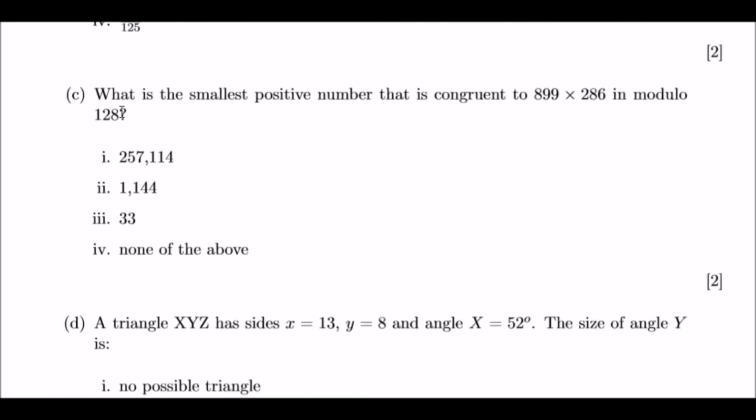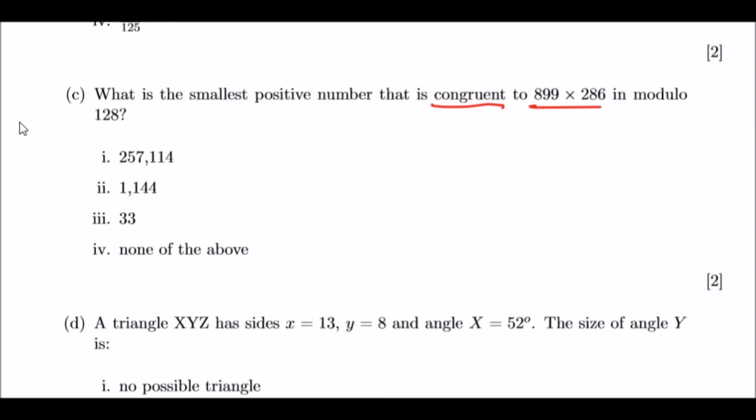Cool. Part C, so what is the smallest positive number that is congruent to 899 times 286 in modulo 128? Alright, so a few things to notice here, yeah? So let's look at this word congruent. In triangles, this is more or less saying when you have two triangles that are congruent, it means they are the same.